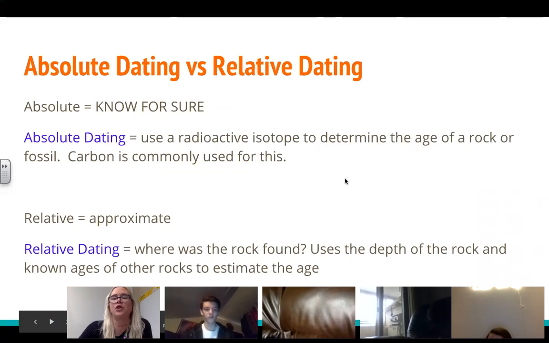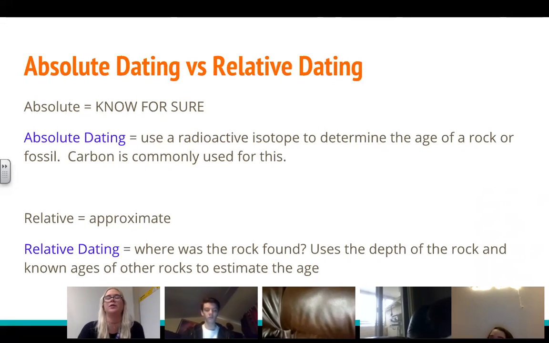Okay, shifting gears here to absolute dating versus relative dating. This was a lesson that you should have completed. There was a quiz. So the difference is absolute dating means that we know for sure exactly how old something is. We use radioactive isotopes for this. So you might have seen on crime shows, they actually use absolute dating.